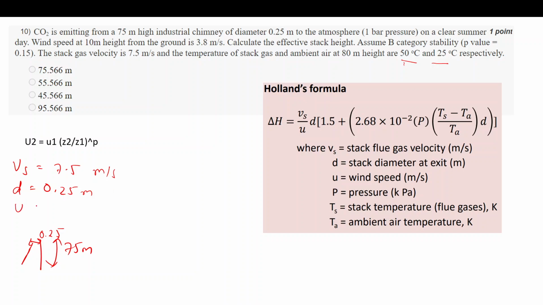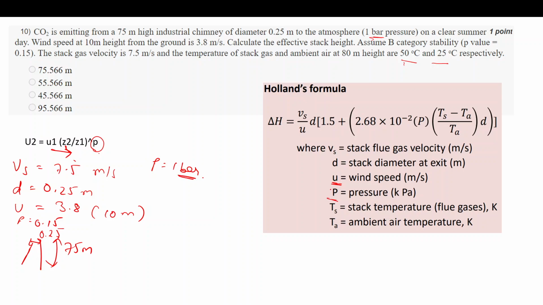Next is U, the wind speed. Now that speed is at 10 meters height, and the speed which is required has to be at the stack height. So for that you need to use this correlation where P is the value which is already given. P is given to you as 0.15 depending on the air stability. Then P is the outlet atmospheric pressure, which is given to you as 1 bar.